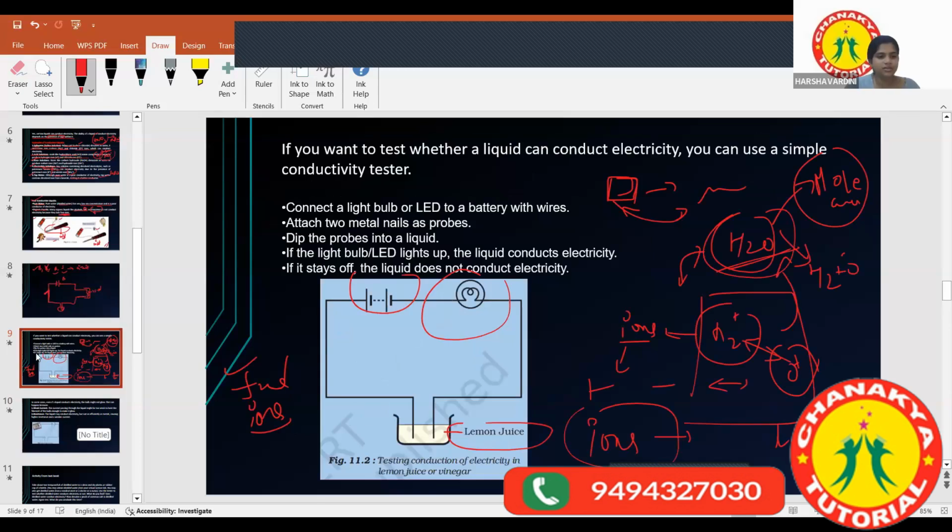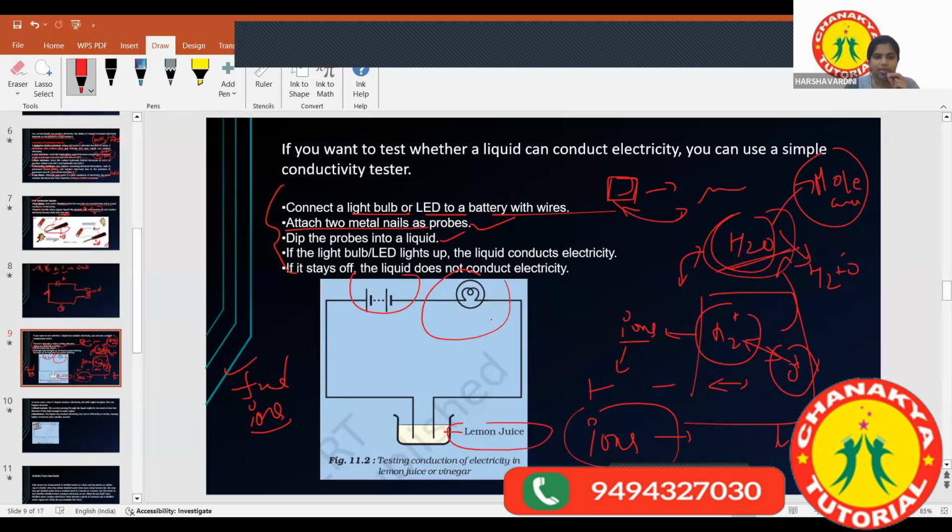Okay, fine. We will see what's happening. Before that, we will see this. Connect a light bulb or LED to a battery with wires, attach two metal nails as probes, and dip the probes into the liquid. If the light bulb or LED lights up, the liquid conducts electricity. If it stays off, the liquid does not conduct electricity.